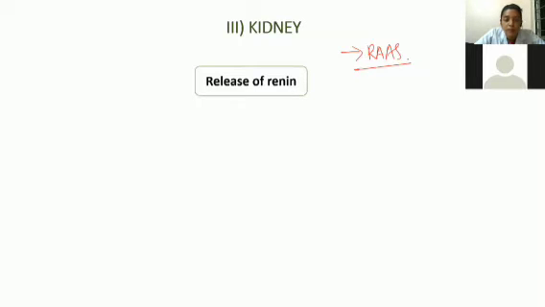Then the third factor is the kidney. You all know about this mechanism. This is the RAS mechanism, the renin, angiotensin, aldosterone system. This mechanism will be activated in case of hypotension or hypovolemia, to increase BP or to increase the fluid volume. Due to this decreased cardiac output, the RAS mechanism gets activated. That means the kidney will release renin.